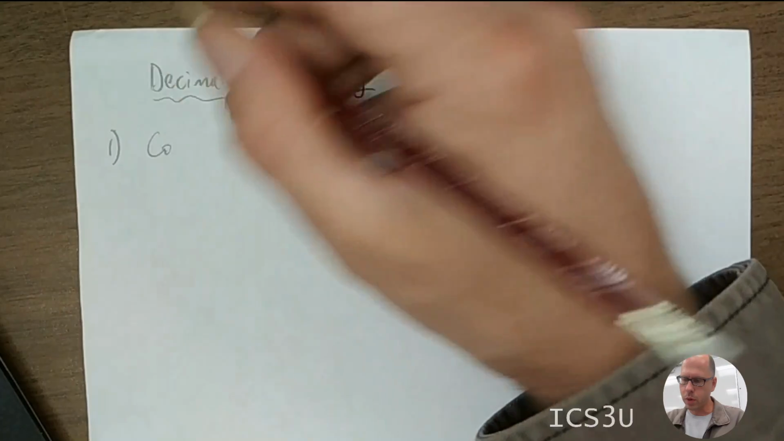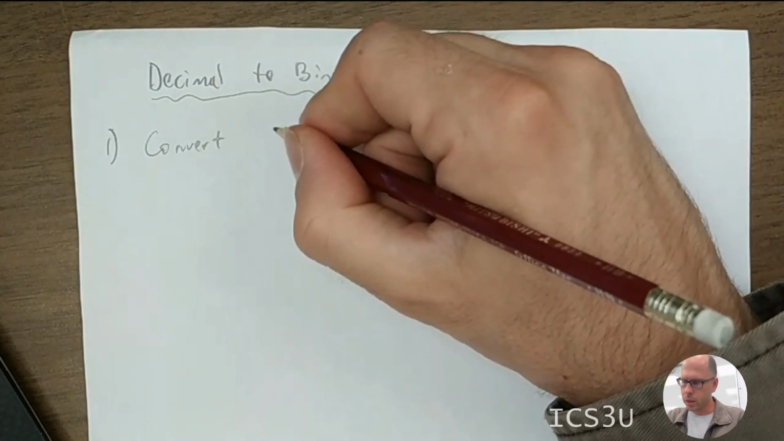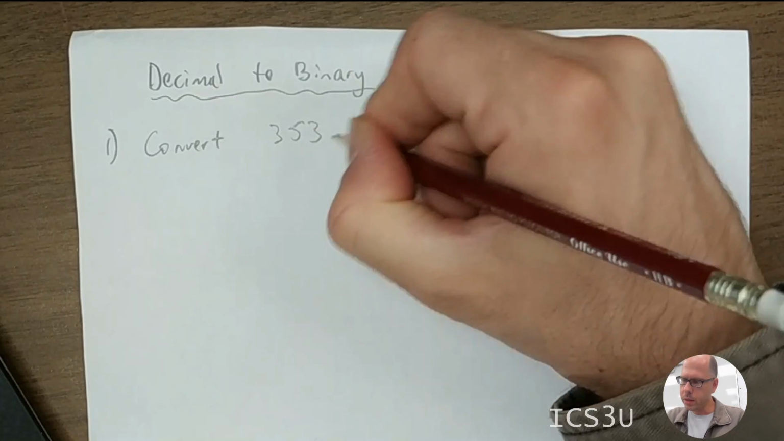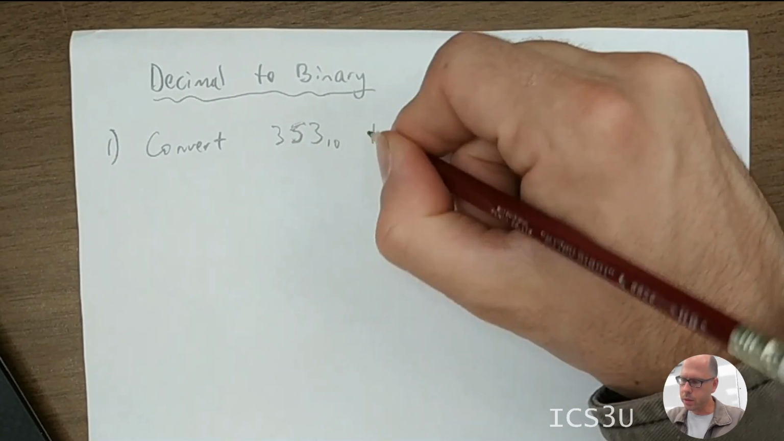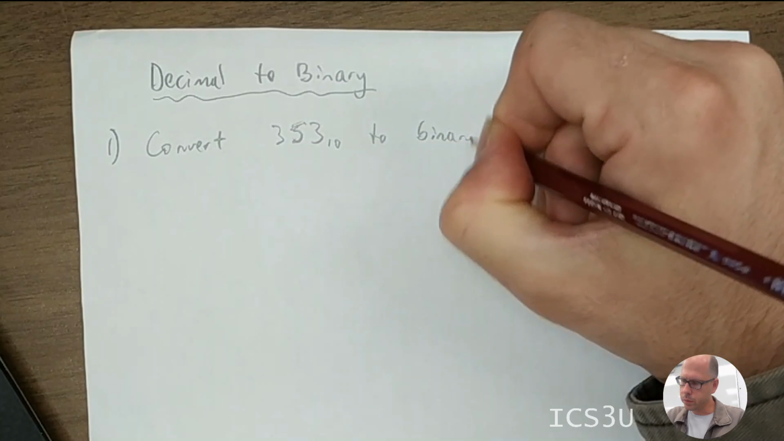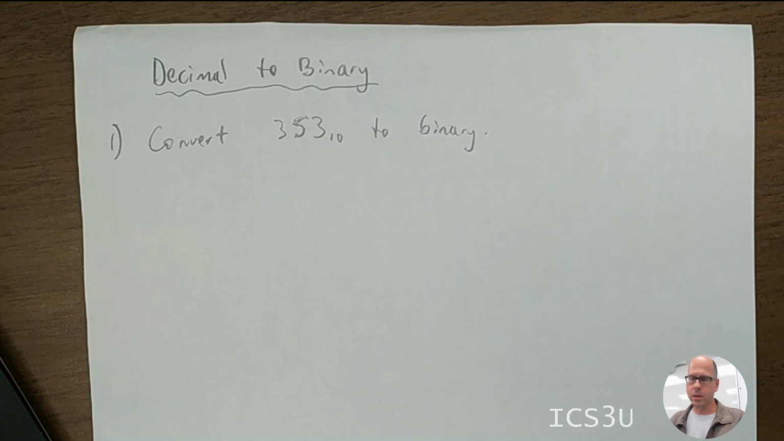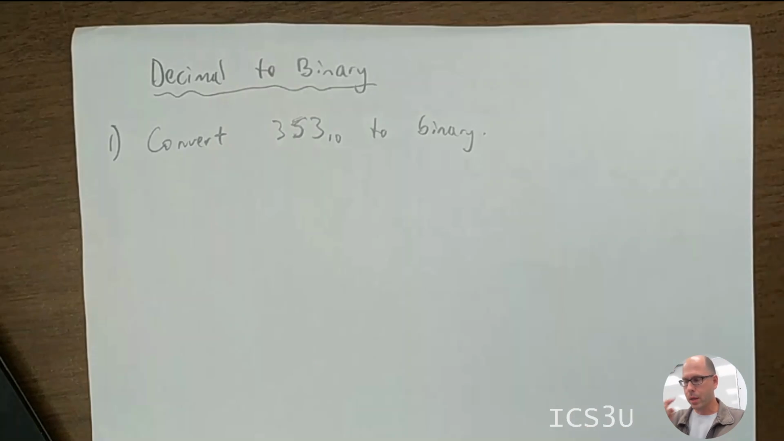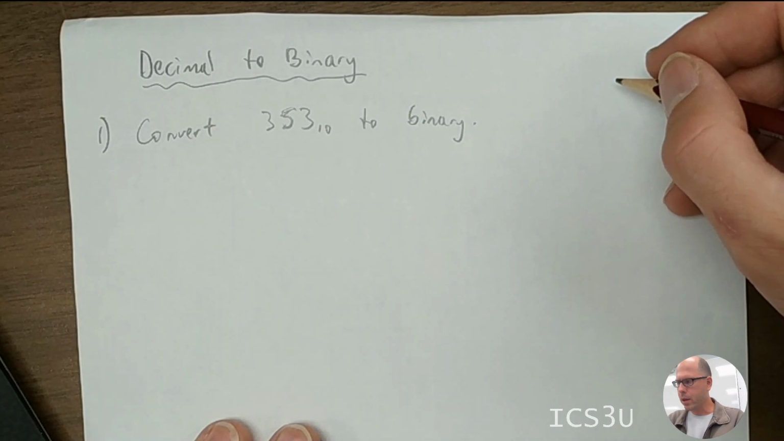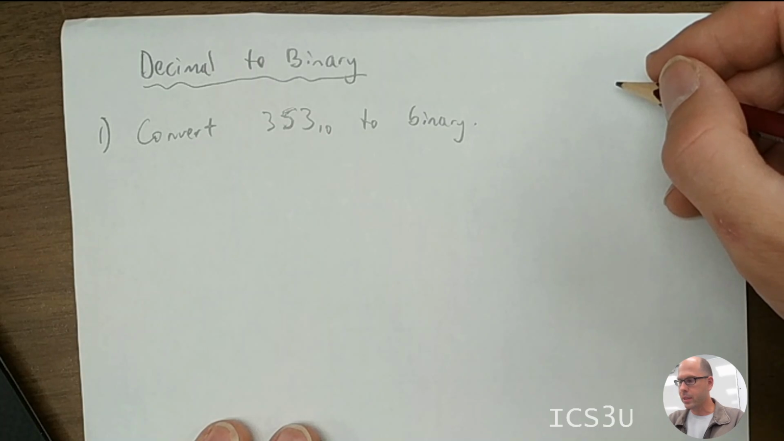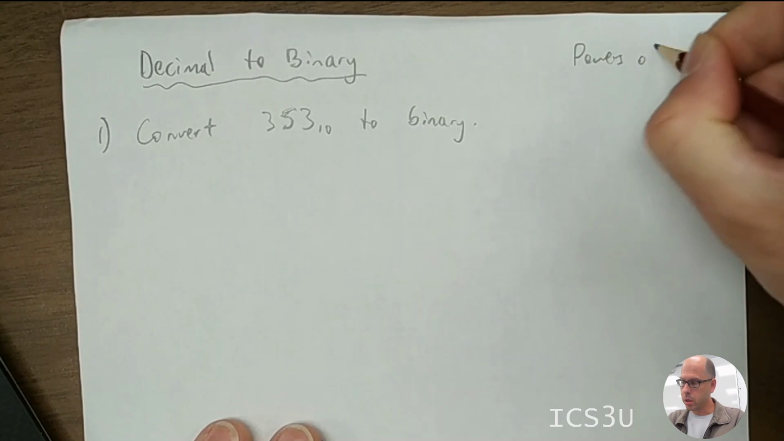So here's an example. Example number 1 for decimal to binary, convert 353 base 10 to binary. To do this, what we're going to do is take a look at that powers of 2 chart that we had up on the last slide, and I'm going to recreate it over here. And I only really need one column, and that's the expanded column. So I'll just put powers of 2.